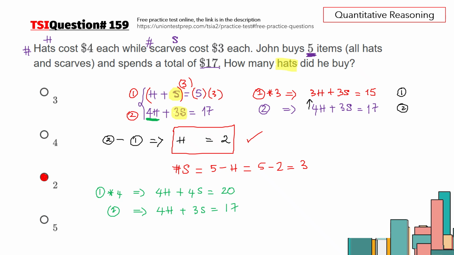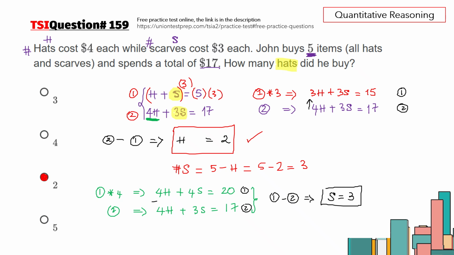In this case, because I see that the coefficients in the first equation are bigger than the second one, I will subtract. I take the new equation 1, subtract the second one, left to left, right to right. So 4H minus 4H is 0H. For 4S minus 3S, that is S, equal to 20 minus 17, that is 3.